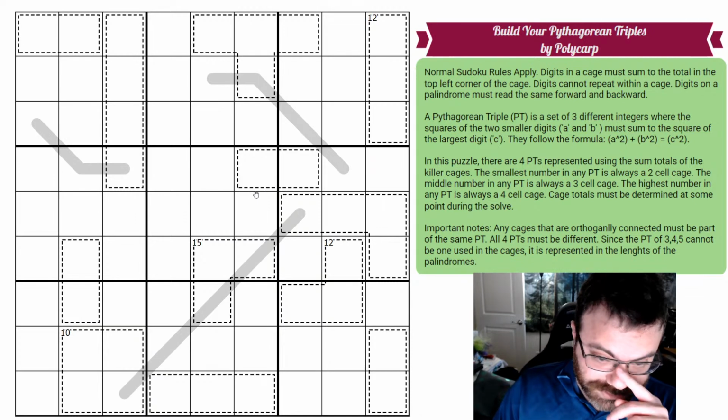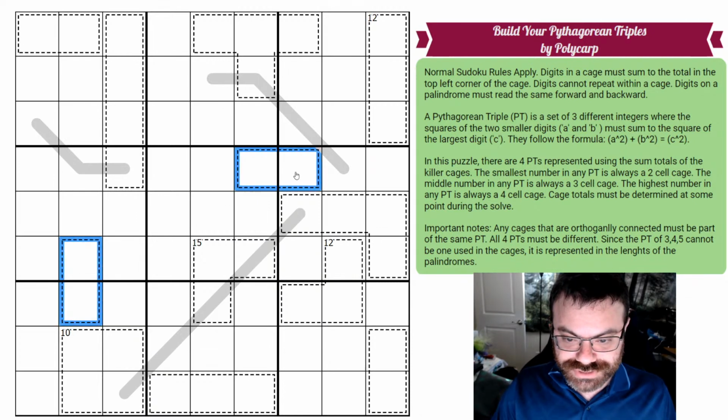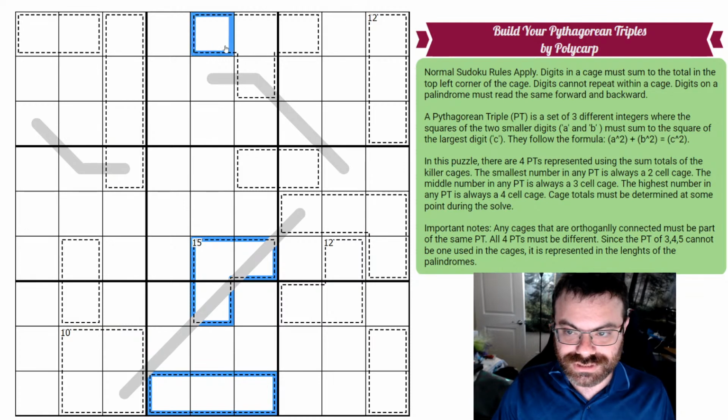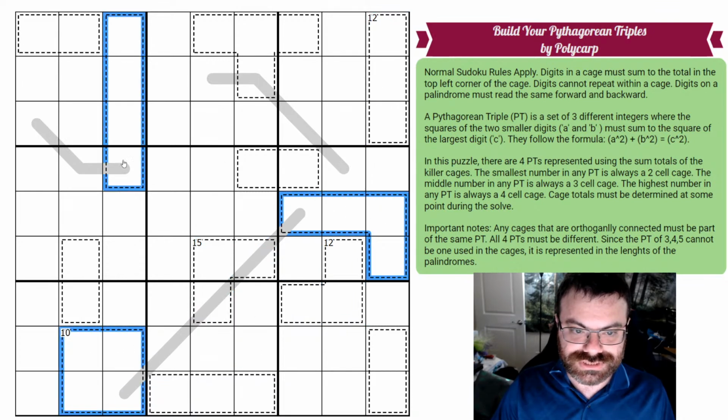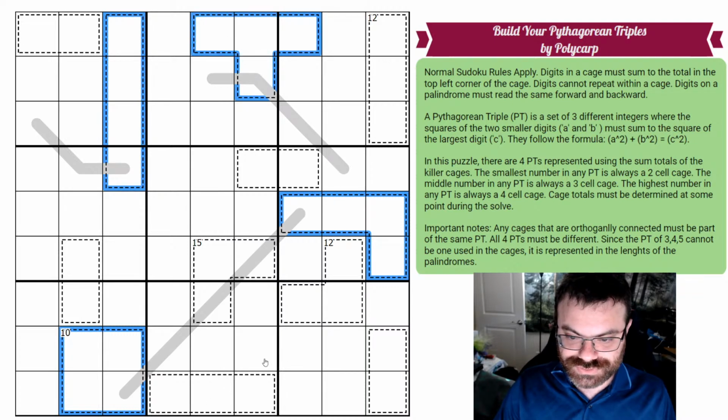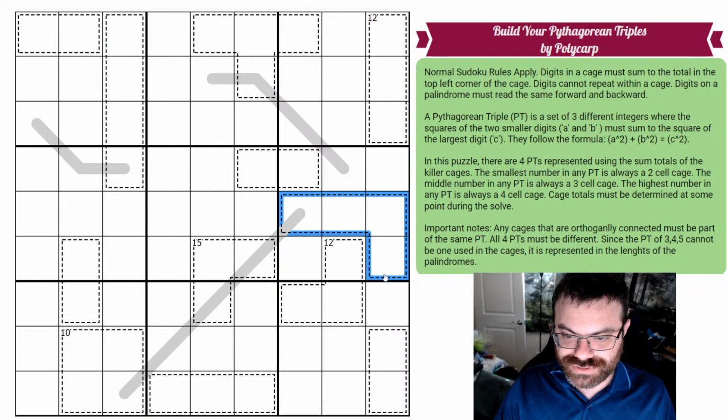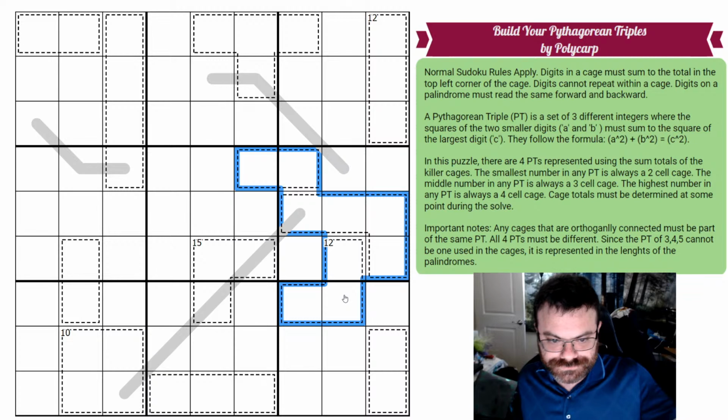All right, so if I'm understanding right, we have the 2-cell cages, which are always the smallest of the Pythagorean triples. We have the 3-cell cages, which are the middle number, the b in the Pythagorean triple. There should be 4 of each. And then there's the 4-cell cages, which is the largest number of all the Pythagorean triples. And if 2 cages are orthogonally connected, like these are orthogonally connected, they're all part of the same triple.